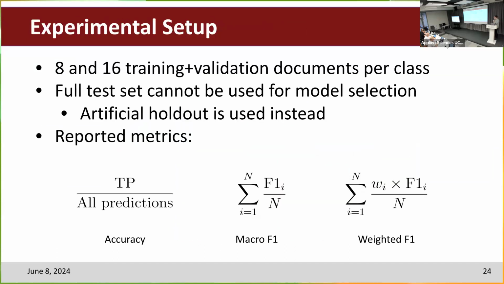As for the experimental setup, for each method, we train two variants with 8 and 16 training and validation documents per class. As I mentioned before, we cannot base the model selection upon the full test set. And for that, we use the artificial holdout set. And due to the skewed distribution of the data, apart from accuracy, which is the typical metric in papers on the subject, we also report macro F1 score and weighted F1 score.